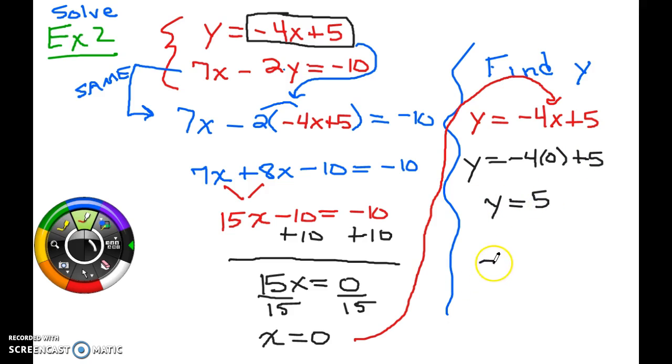And so my solution then is always, well, we write them mathematically as points, ordered pairs I should say. Our solution is always written with our x first, so x is 0, and then our y value. So our solution is (0, 5).